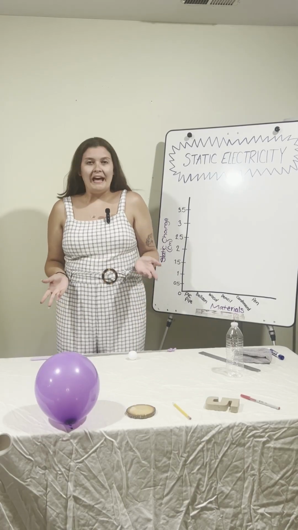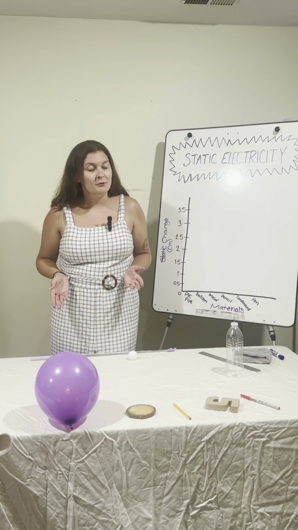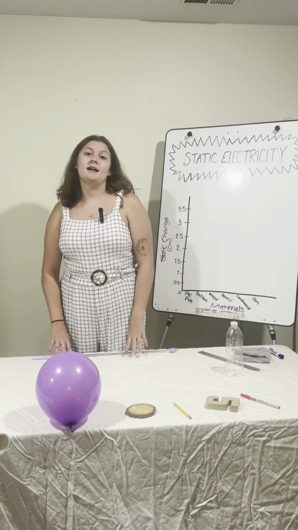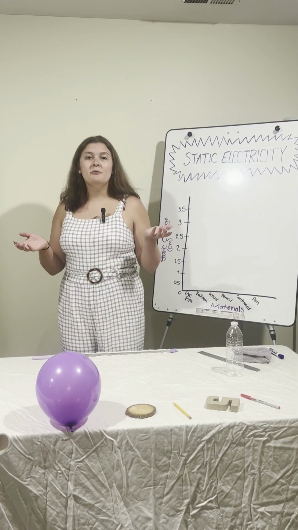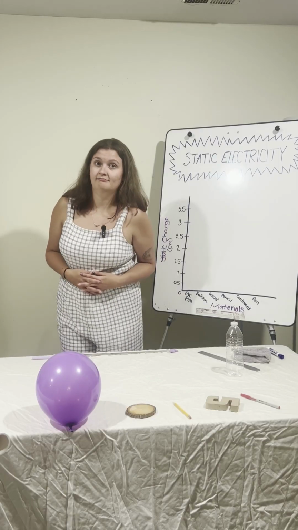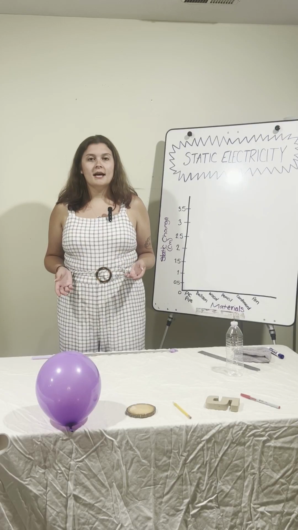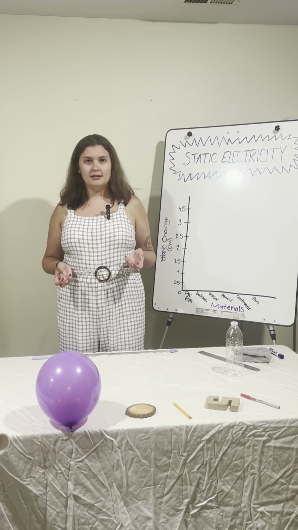But is there a way to determine or detect the transfer of the electrons? Well, let's find out. In every experiment, there's a process known as the scientific method or the scientific inquiry. Today, we will focus on the scientific method. Starting the process, we must state the problem. In this case, what material produces the strongest static electricity?